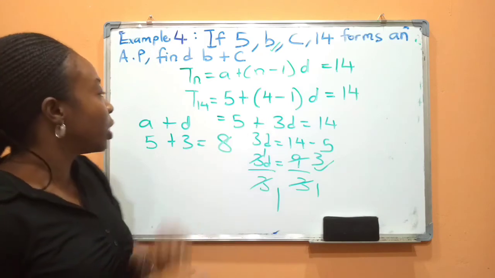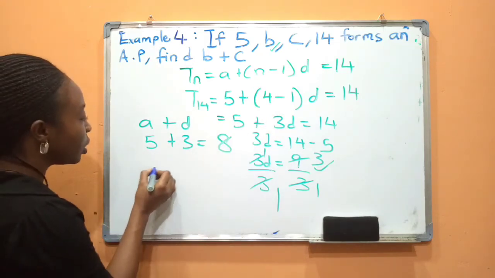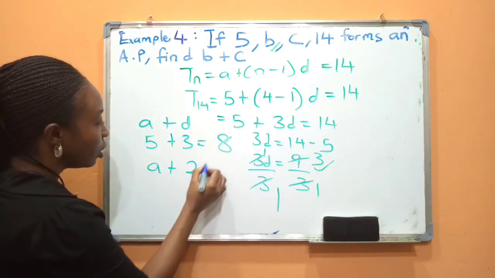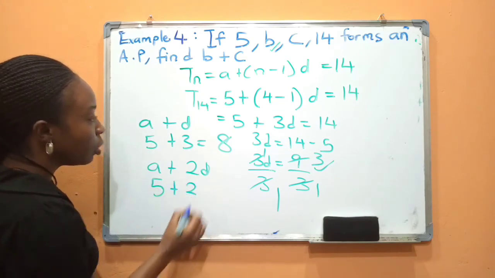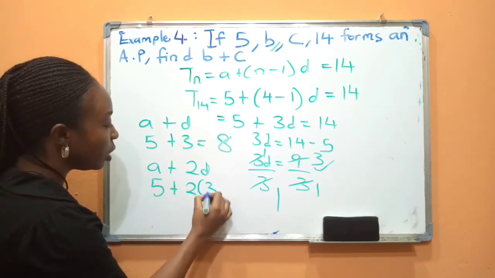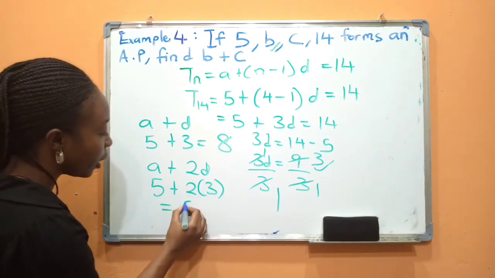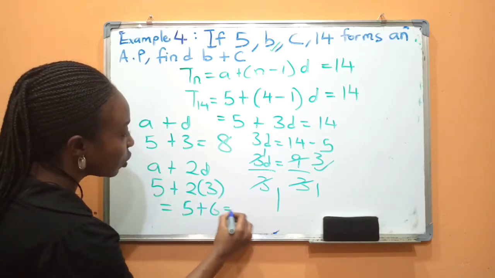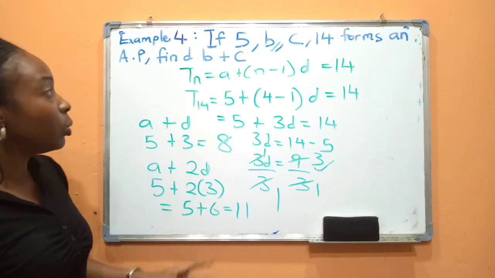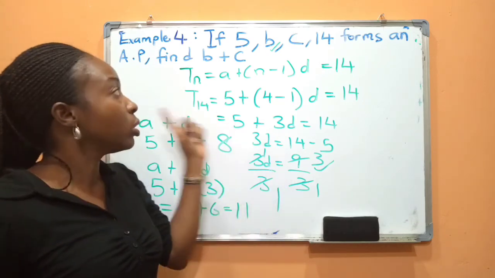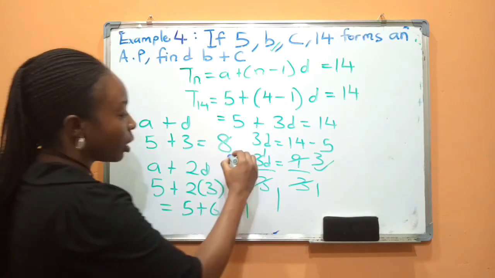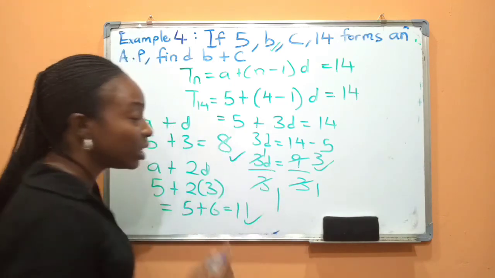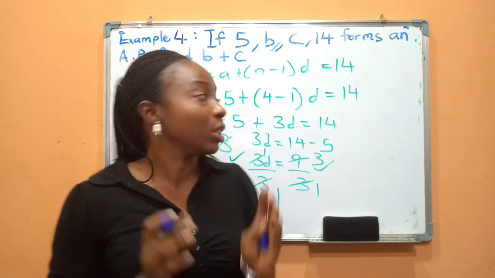How about the third term? The third term is denoted by a plus 2d. So we're going to have 5 plus 2 times the common difference, which is 3, right? So when you say 5 plus 6, it gives us 11. So you can see we've gotten the same values we got in the previous method. So by the time you say 8 plus 11, it still gives us exactly the same thing, 19.